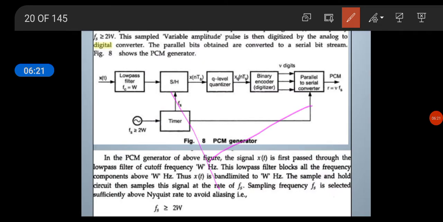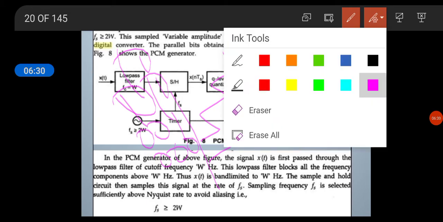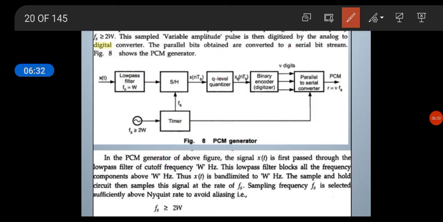So if you are assigning 3 bits to each level, it is an 8-level combination: 000, 001, 010, 011 and 100. So this is about the parallel bits. We cannot send the PCM signal to the channel as parallel bits. For that purpose, we have to convert it into serial bits.